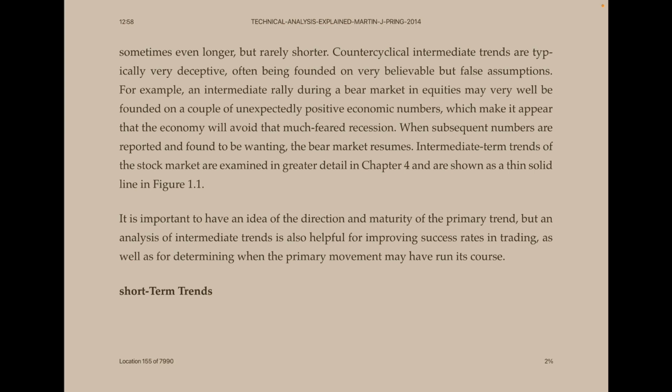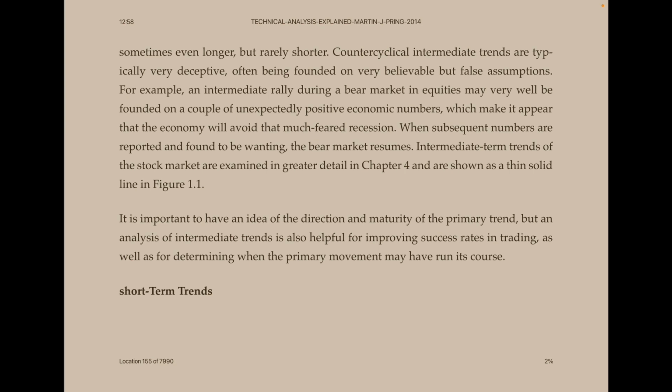Counter-cyclical intermediate trends are typically very deceptive, often being founded on very believable but false assumptions. For example, an intermediate rally during a bear market in equities may very well be founded on a couple of unexpectedly positive economic numbers, which make it appear that the economy will avoid that much feared recession. When subsequent numbers are reported and found to be wanting, the bear market resumes.